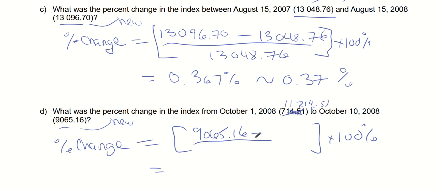I'm going to change that in the notes. I'm going to put the correct number here, 11714.51 divided by 11714.51 multiplied by 100, and you should get negative 22.62%. So the negative represents a fall. It's basically not going down, but it's a decrease. That's what it represents. Okay, I'm gonna make that change.